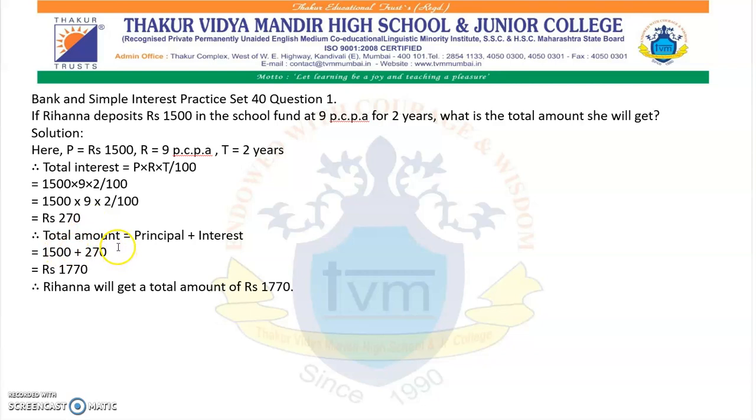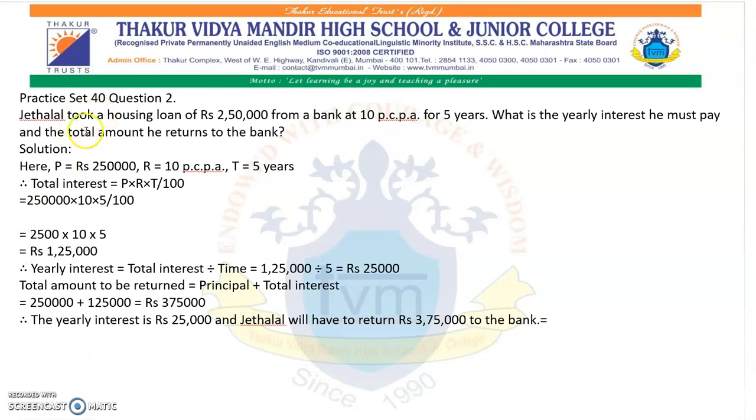Therefore, the total amount formula is what? Principal plus interest. Amount is equal to principal plus interest, which is 1500 plus 270. Principal was already given there, and the interest we have calculated is 270. So we get rupees 1770. Therefore, Rihanna will get a total amount of rupees 1770.